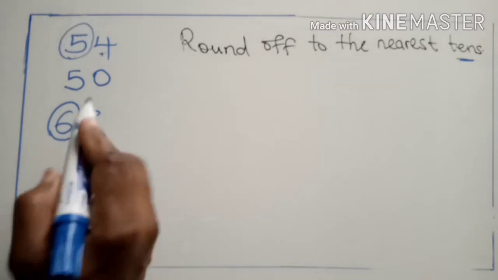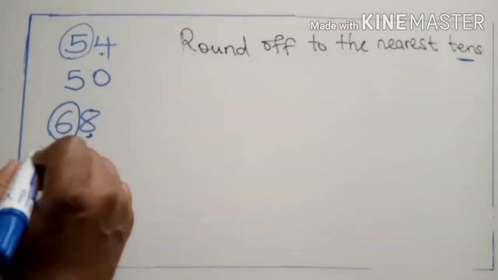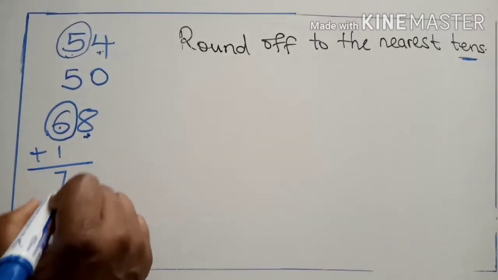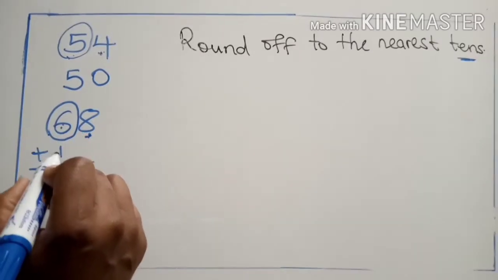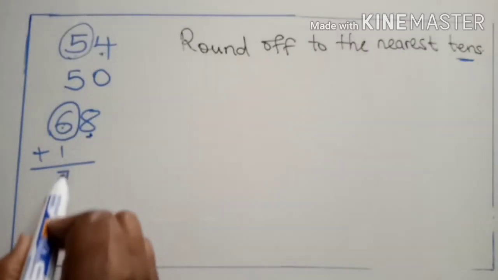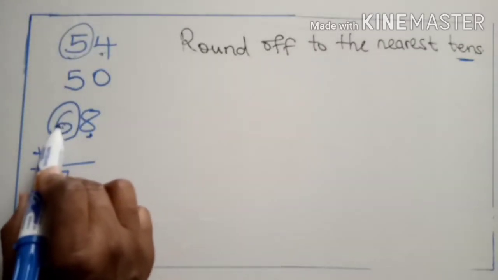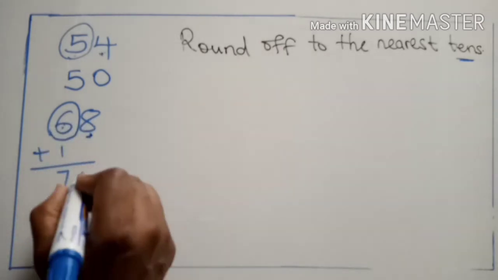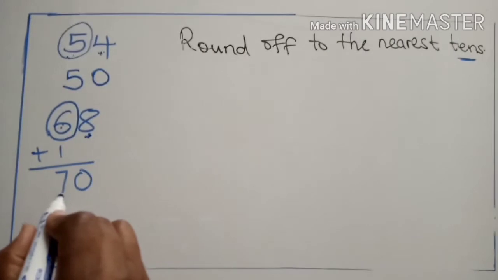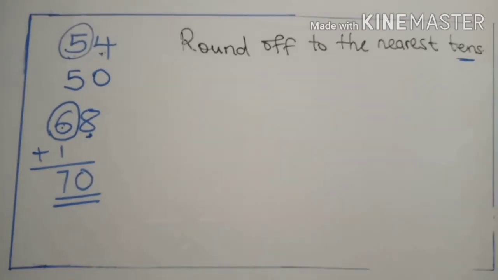So to round up means we are going to add 1 to this tens so that we have 7. The tens plus a 1 is 7. And then every number after this tens is converted to a 0. So this 8 is converted to a 0. So that now we have a rounded number.